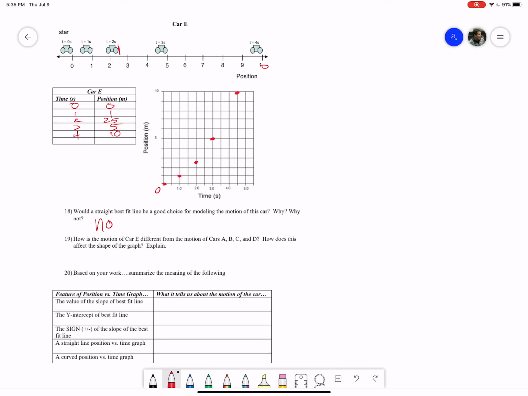And we can kind of see it looks like it's curving up, right? I'm just going to do a random curve, but it looks more like it's curving up like that. So a line is not the best answer for graphing that.